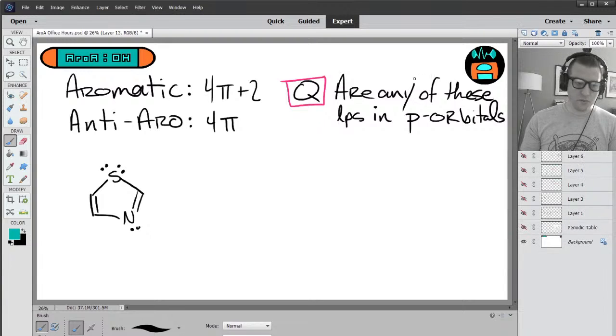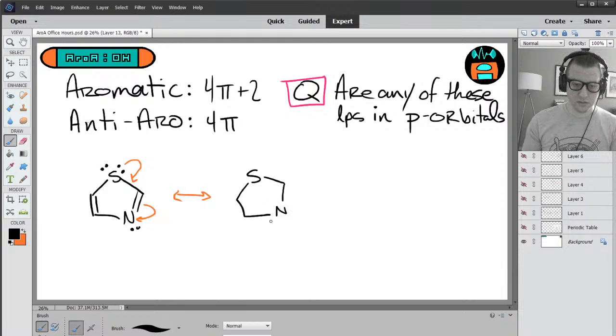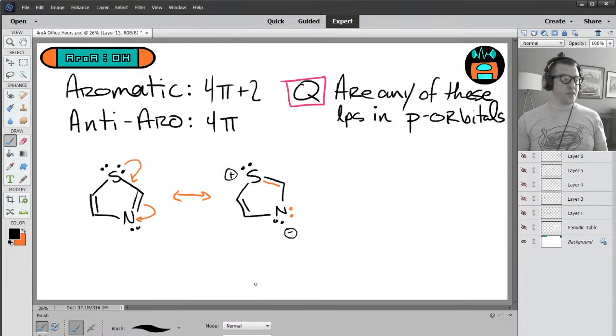When we look at sulfur, so we can get resonance in the mix, right? We can bounce these lone pairs down, which pop those electrons out, and we get a resonance structure where we have a pi bond and one lone pair on sulfur, and then two lone pairs on nitrogen. In this resonance structure, sulfur has a formal charge of +1, nitrogen has a formal charge of -1.